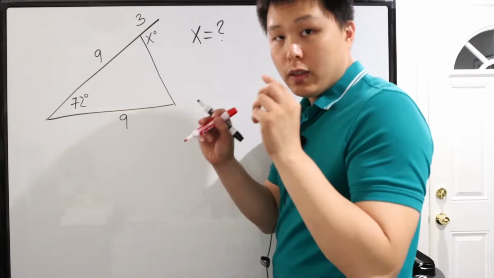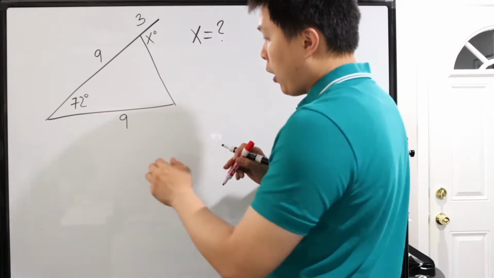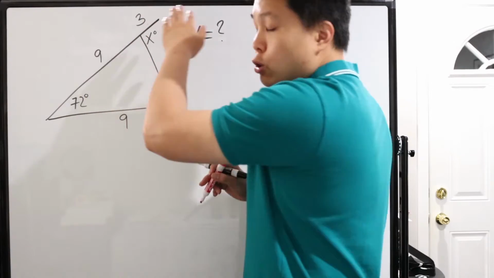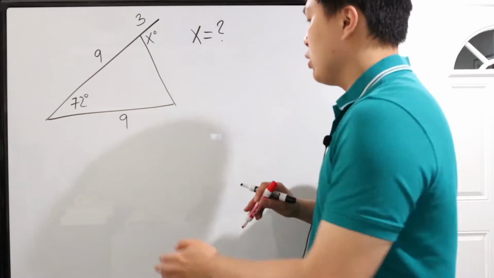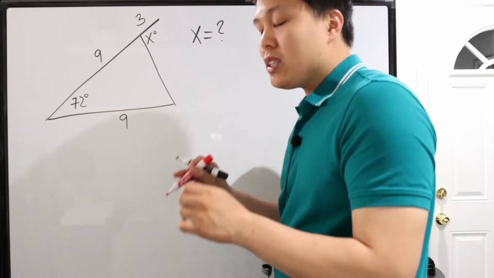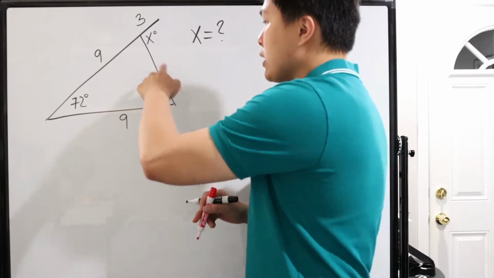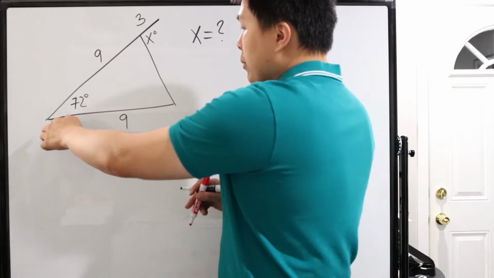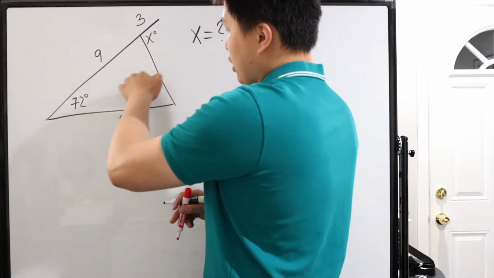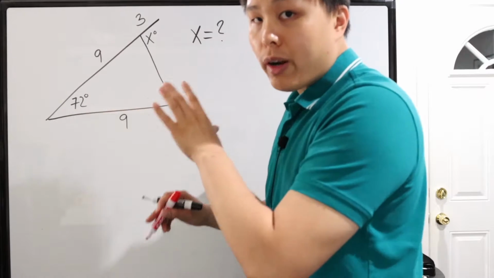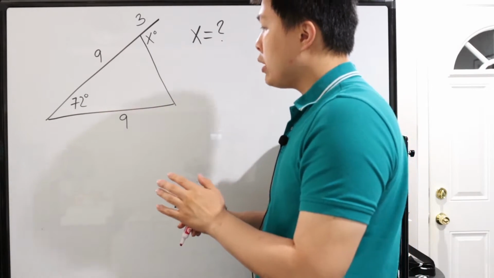But here's the key to this particular problem: these two numbers right here, ignoring the 3. The 3 is extra information just there to confuse you. You have 9 and 9. That means this is an isosceles triangle. Both sides are the same. Now, that means that if you were to look at these two angles, like you cut it in half, these two angles are exactly the same. So what do we know about that?